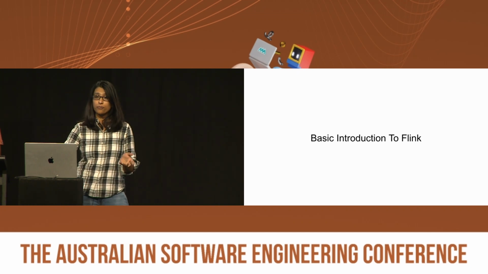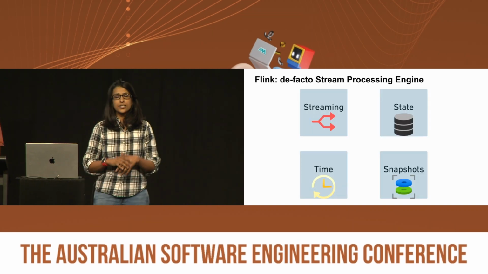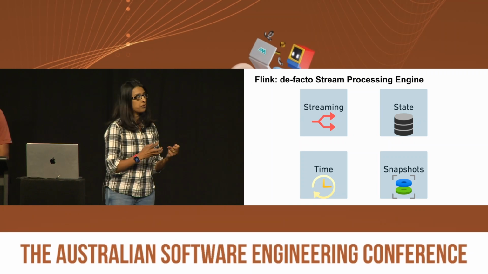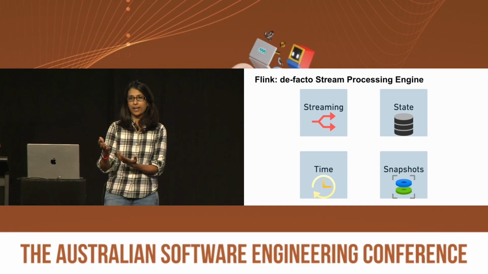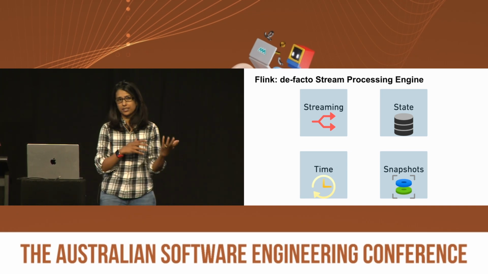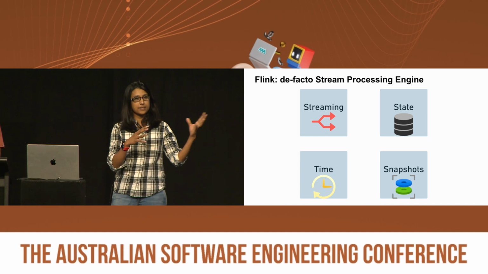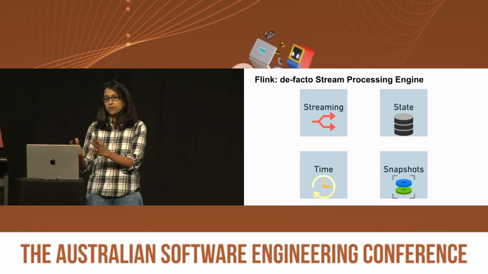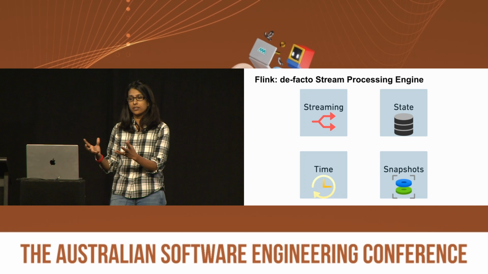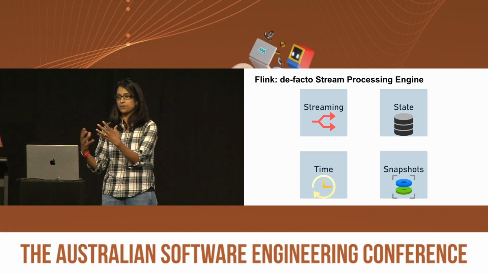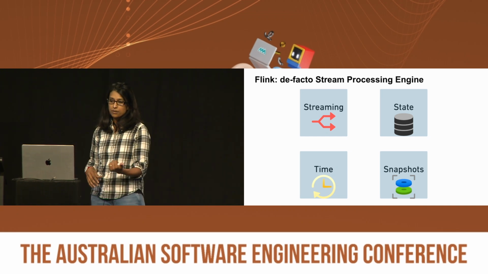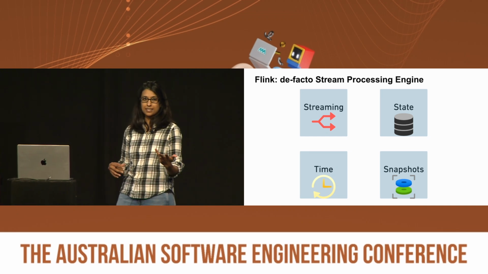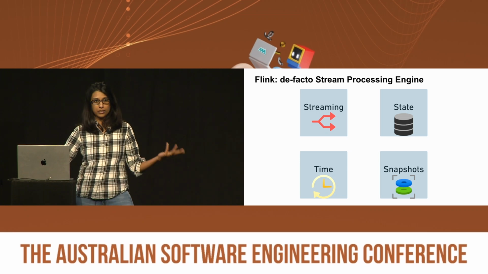For the rest of you who are not familiar with Flink, here's a basic introduction. Just like Kafka is the de facto standard for real-time data streaming, Flink has become the de facto stream processing engine. And it wasn't the case all this while, it's been the case for the past few years. What separates Flink from other equivalent technologies are these four areas that form the foundations of Apache Flink: streaming, state, time, and snapshot. We'll be diving into each one quickly now.